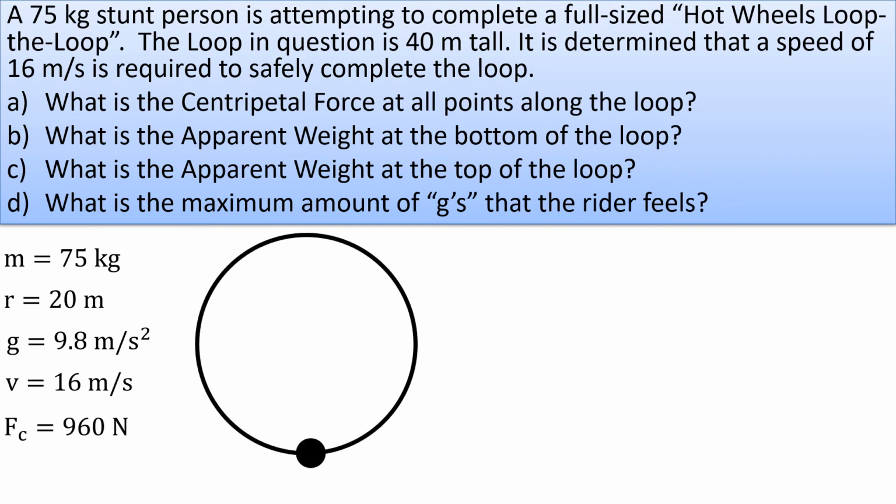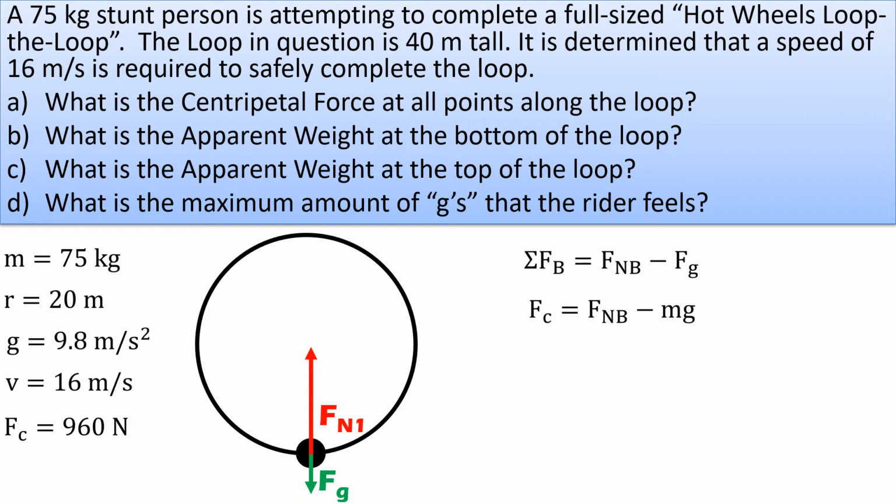So part B says, what is the apparent weight at the bottom of the loop? Here's our free body diagram again. The weight is pointing straight down, and we have the normal force pushing up on us when we sit in our seat. The net force is equal to the positive normal force minus the weight. We know that the net force, by definition, is equal to the centripetal force. This stays the same, and we know Fg is equal to mg.